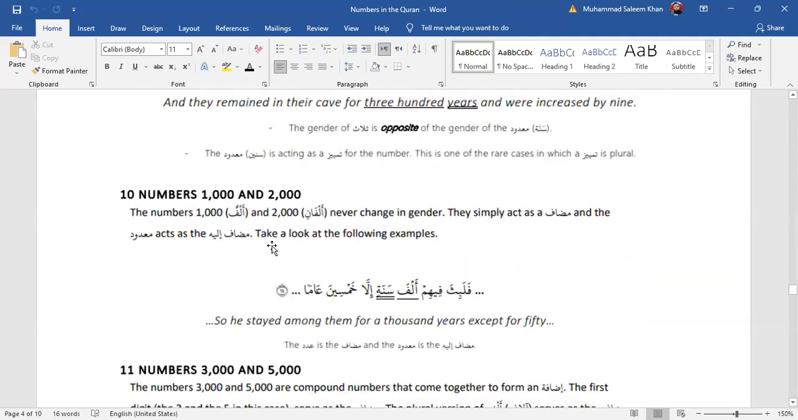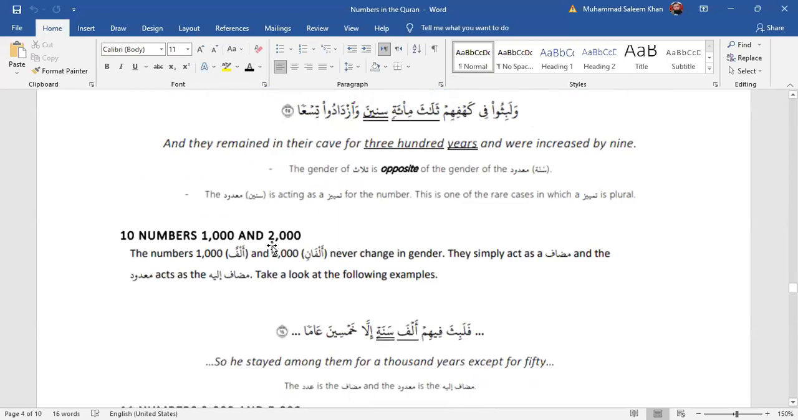تمييز is not always singular, but it is always mansub. That's what we need to remember about it.